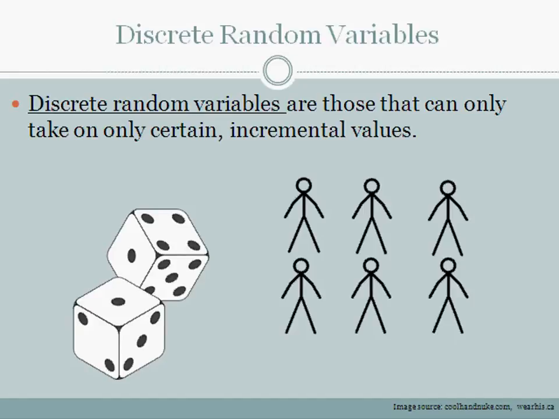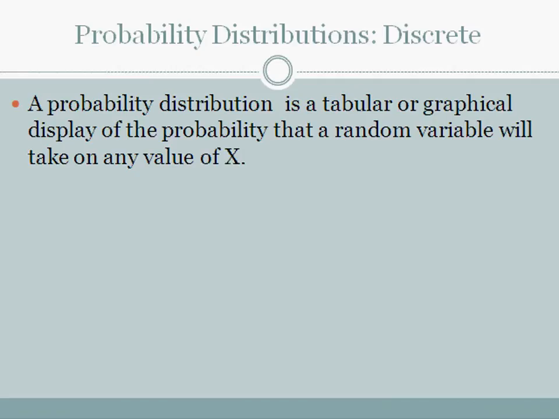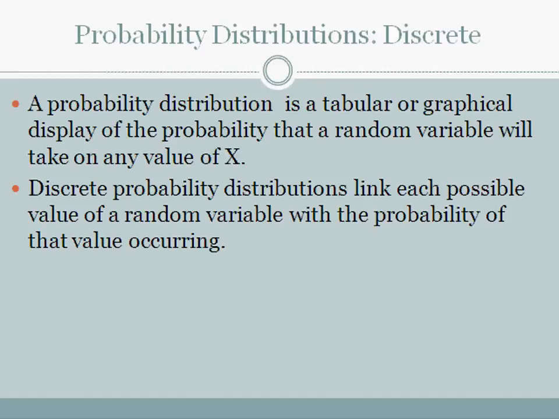Recall that a discrete random variable is one that can only take on certain incremental values. The result of a die toss is an example of a discrete random variable, as is the number of people in a crowd of people. A discrete probability distribution is a tabular or graphical display of the probability that a random variable will take on any particular value of x. Discrete probability distributions link each possible value of the random variable occurring with the probability of that value occurring.